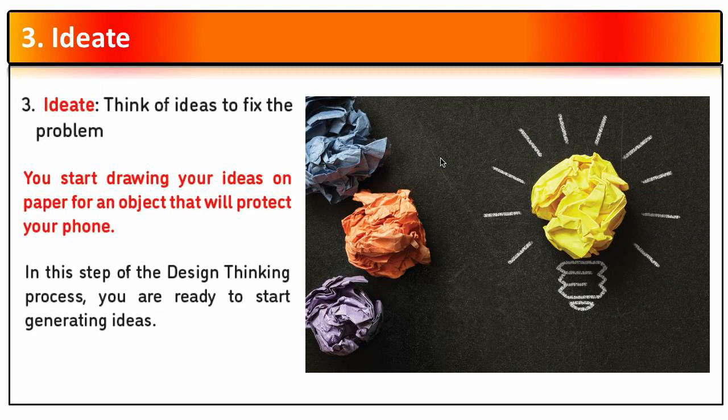Step number 3, ideate. This is when you put your ideas into action. You come up with ideas to try to solve the problem. You start drawing your ideas on paper for an object to protect your phone. In this step of the design thinking process, you're ready to start generating ideas.